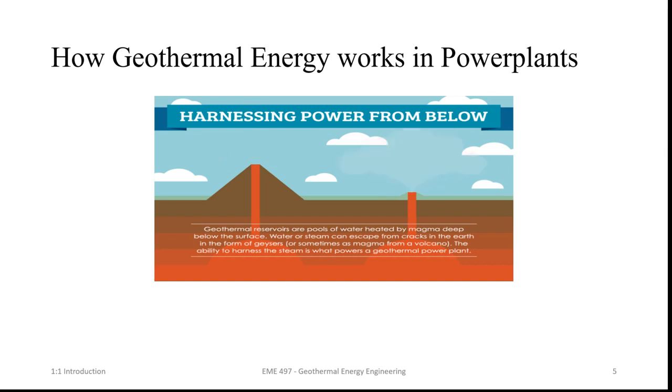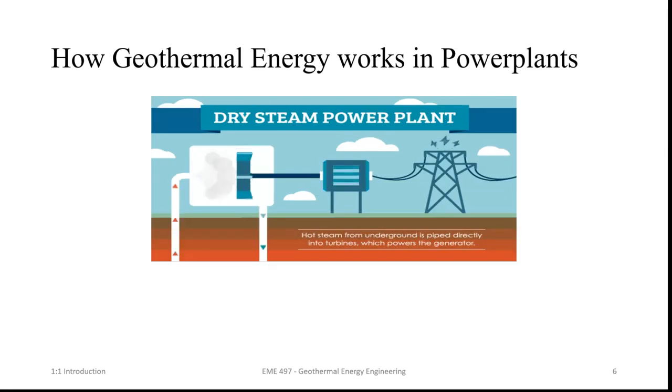Now, I'm going to talk about the three different forms of power plants. Yeah, this slide just talks in general about how water is heated through magma. As you can see, geothermal reservoirs are pools of water heated by magma deep below the surface. Water or steam can escape from cracks in the earth in the form of geysers or sometimes as magma from a volcano. The ability to harness the steam is what powers the geothermal power plant. So yeah, moving on to the three basic power plants.